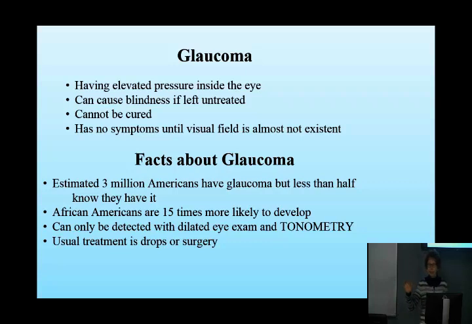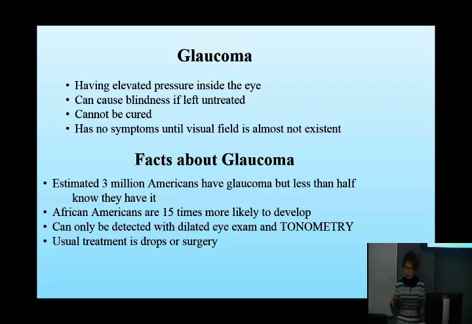If the old fluid cannot drain out of the eye quick enough, or if you're overproducing fluid for some reason, it's building up pressure inside the eye. And when you get too much pressure inside the eye, it suffocates the optic nerve and causes the optic nerve to atrophy. When the optic nerve atrophies, you lose your vision. So about 3 million Americans have glaucoma, but less than half of them know that they have it because glaucoma has absolutely no symptoms unless it's incredibly advanced.